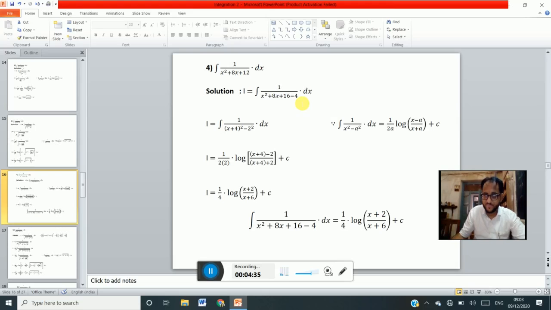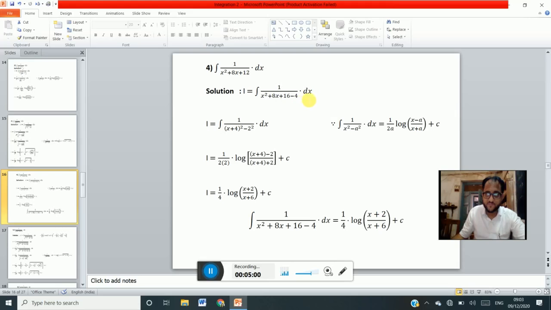12. Okay, now we see these first three terms are the perfect square of x plus 4 whole square. See here, x square plus 8x plus 16 is nothing but x plus 4 whole square. If we expand this x plus 4 whole square, we get x square plus 8x plus 16.